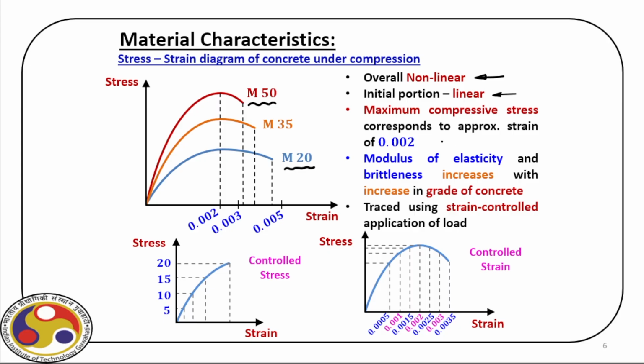And then the most important thing is 0.2% strain. Corresponding to this strain is where we find out the effective compressive strength, right? Now, modulus of elasticity and brittleness, both of them increase as we increase the grade. For example, we have here M20. So from M20, if we go up to M50, obviously the Young's modulus will increase. We have already discussed that relation. I will come to that in a minute.